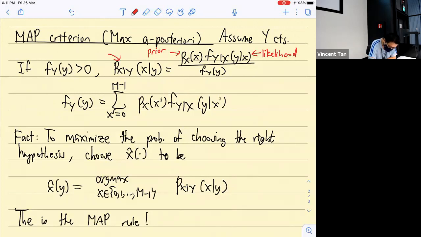Okay, and this is known as the posterior probability or posterior distribution. Okay, this thing at the bottom here also has a name. It's called the model evidence. This is all Bayesian inference things. Okay, so why are all these terms the way they are?